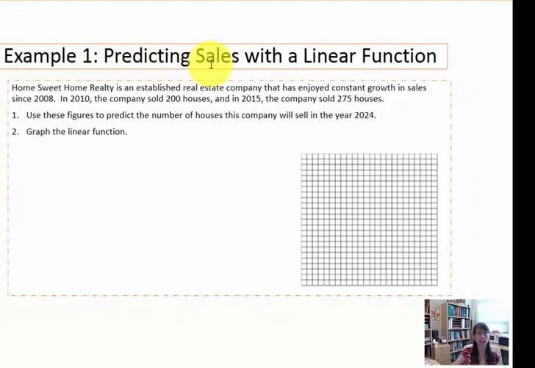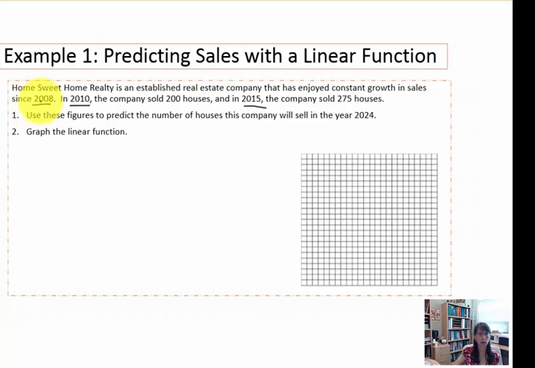Example 1. Predicting sales with a linear function. Here we have Home Sweet Home Realty. In this example, it says that Home Sweet Home Realty is an established real estate company that has enjoyed constant growth in sales since 2008. In 2010, the company sold 200 houses, and in 2015, the company sold 275 houses. So we're going to use these figures to predict the number of houses that this company will sell in the year 2024. And then for step 2, we'll graph the linear function.